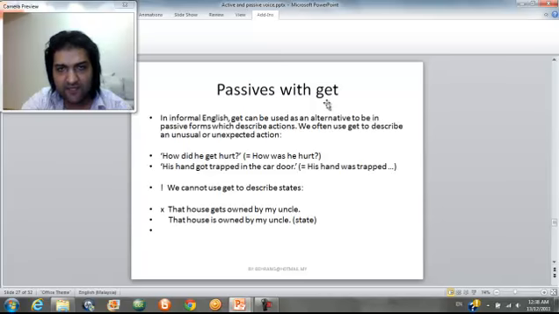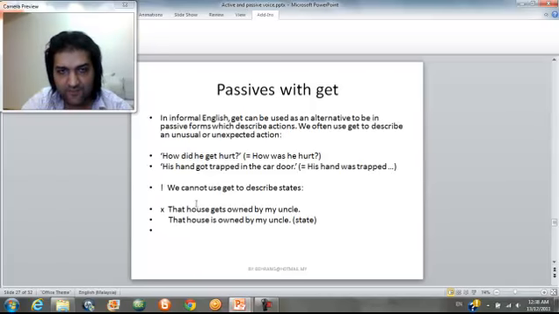Passives with get. In informal English, get can be used as an alternative to be in passive forms which describe actions. We often use get to describe an unusual or unexpected action. For example, "how did he get hurt?" It means, how was he hurt? Or "his hand got trapped in the car door," it means his hand was trapped.